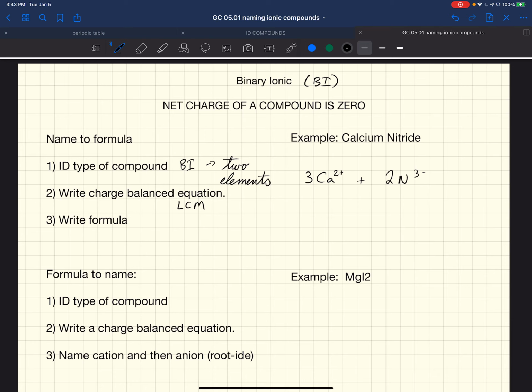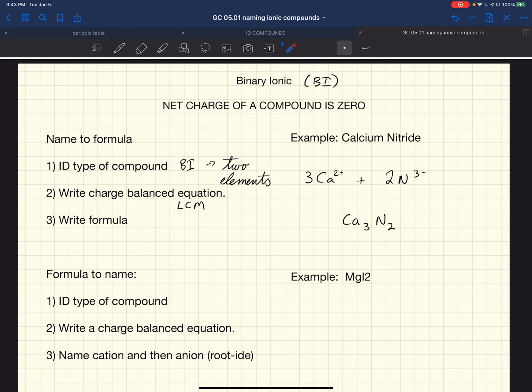When I take that and I turn it into a formula, the formula just becomes Ca3N2, where each of these, we'll call them coefficients in the charge balance equation, go down to subscripts. They mean basically the same thing. In the charge balance equation, it means that I'm combining 3 calcium ions and 2 nitride ions, and I get this chemical formula, which has 3 calciums and 2 nitrogens. Okay, so that's converting from name to formula. So now we'll do formula to name.